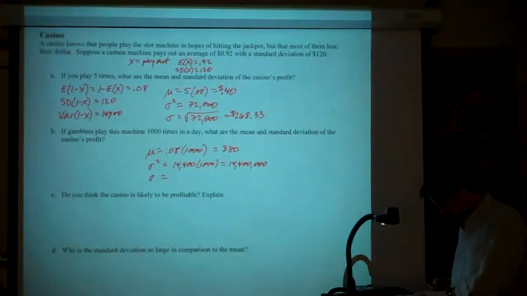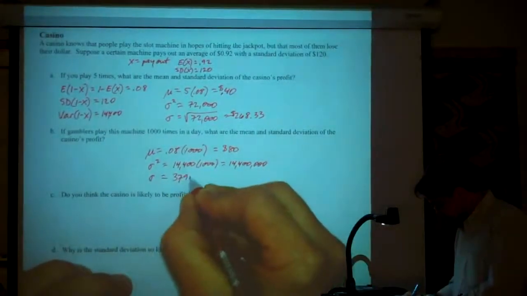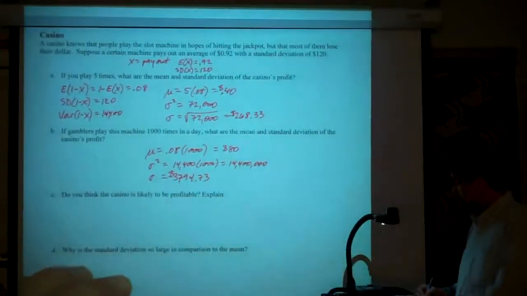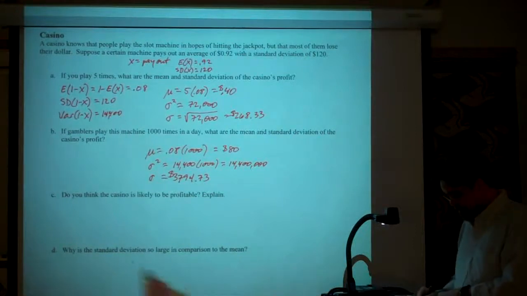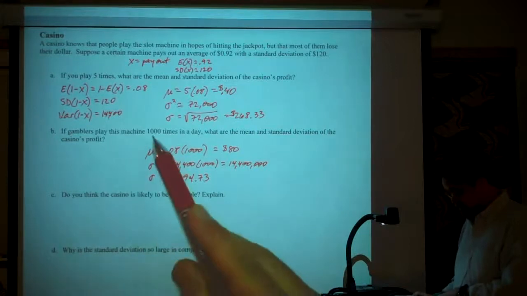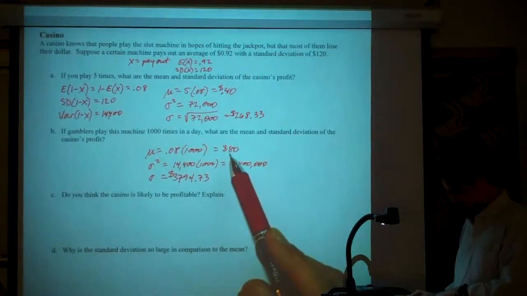Okay? And our standard deviation is the square root of the variance. So I take my 14,400,000 and take the square root of that, and I'm getting 3794.73. So $3,794.73. Okay. Do you think the casino is likely to be profitable? I think it will. Because people play these slot machines like crazy. If they play 1,000 times in a day, you're making $80 a day. I'm expecting that it's going to be profitable.